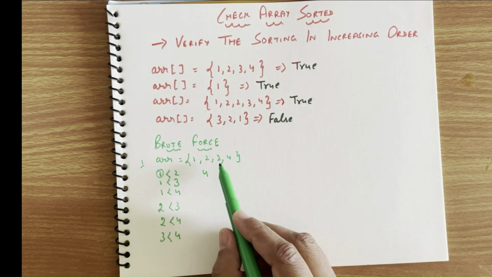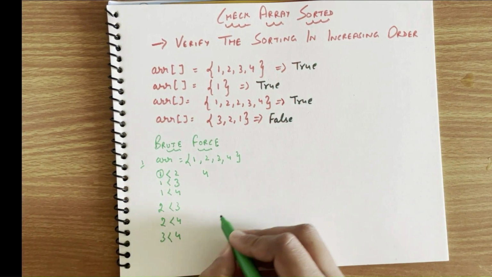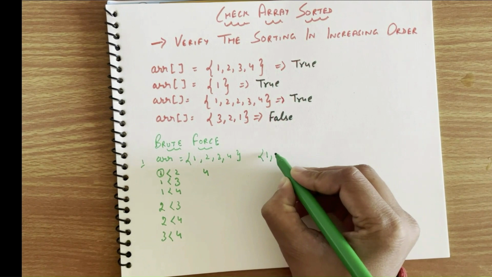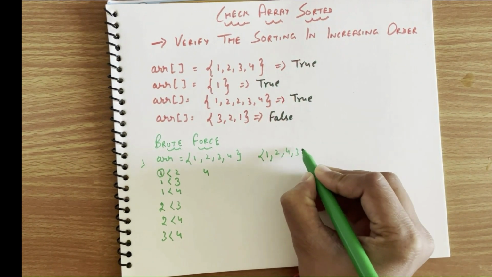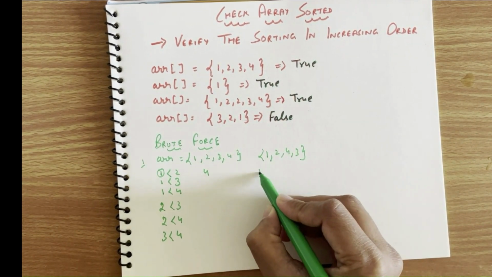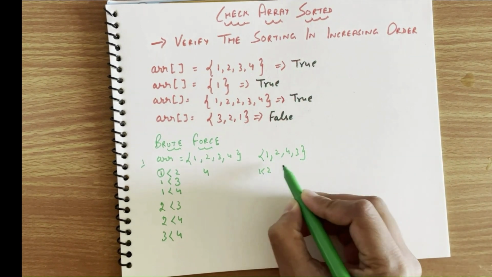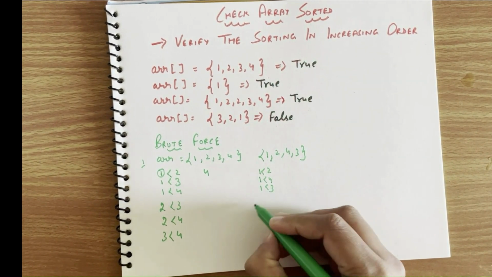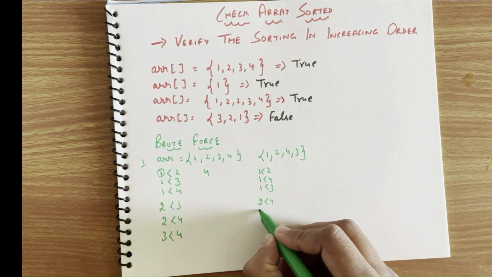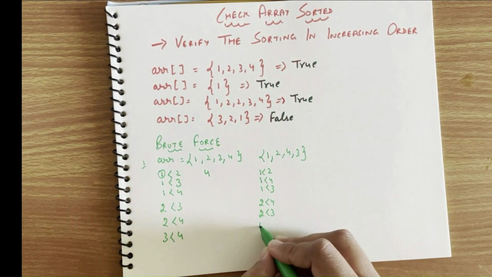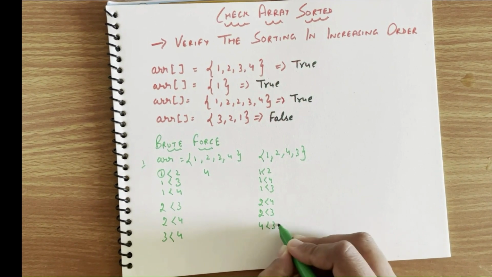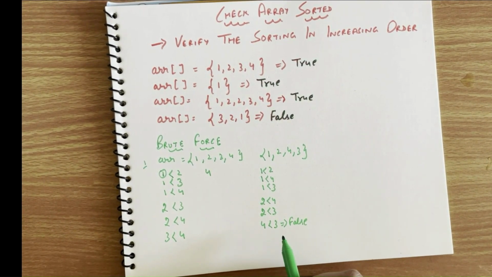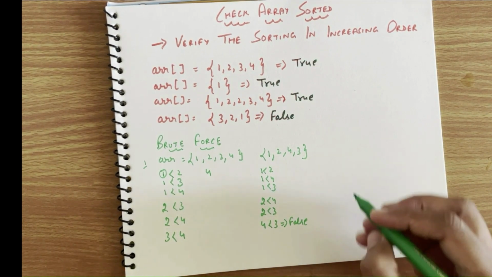Like let's say we had some input like this, 1, 2, 4 and 3. Then in this case for 1 it will be okay, 1 is less than 2, 1 is less than 4, 1 is less than 3. Similarly for 2, 2 is less than 4, 2 is less than 3. But when it comes to 4, 4 is less than 3 is false, and this will return the output as false. So this is our brute force approach.